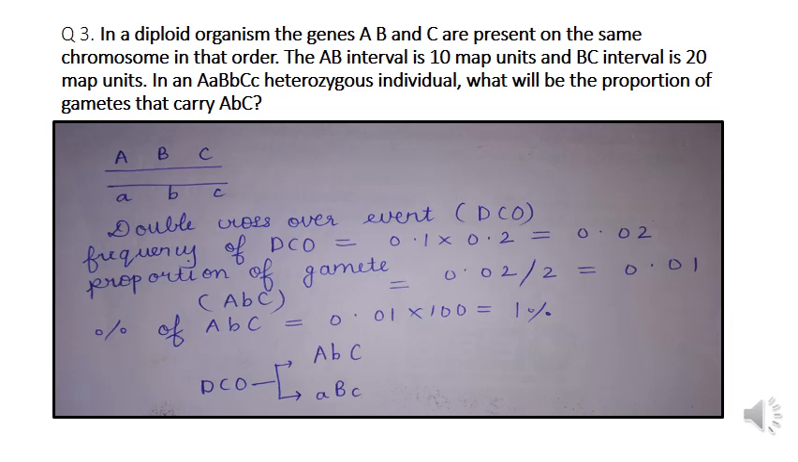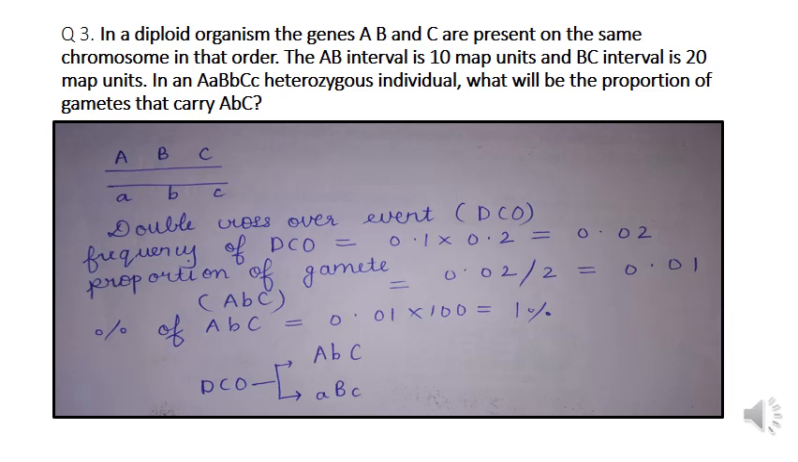Even though we say that they are 10 map units apart, which means that if we say AB is 10 map units apart, the chance of A shuffling its position with respect to B is 10 times in 100 meiosis events. So this is what it means, theoretically. So 0.1 into 0.2 gives 0.02, that is the frequency of the double crossover event.